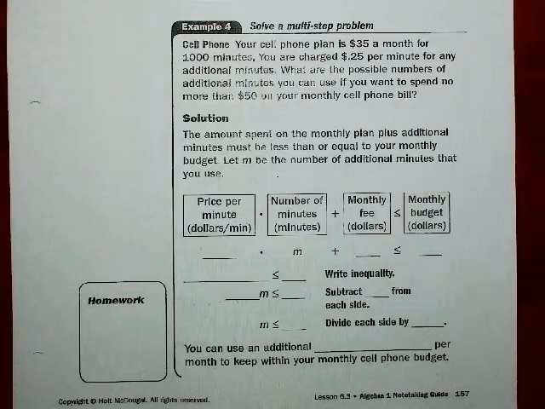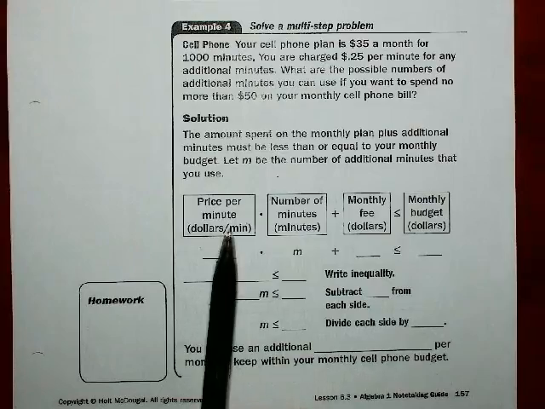For example 4, your cell phone plan is $35 a month for 1,000 minutes. You are charged 25 cents per minute for any additional minutes. What are the possible numbers of additional minutes you can use if you want to spend no more than $50 on your monthly cell phone bill? So our solution, the amount spent on the monthly plan plus additional minutes must be less than or equal to your monthly budget. Let M be the number of additional minutes that you use.